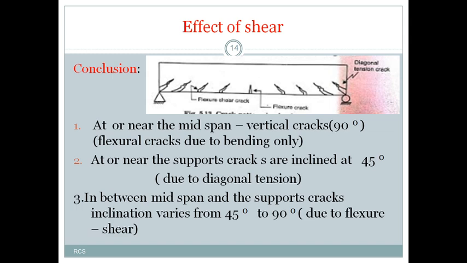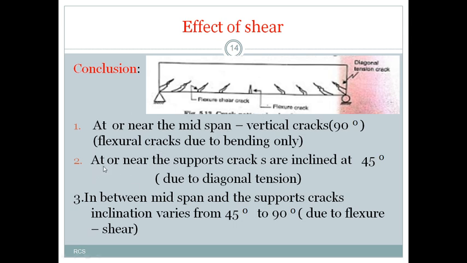So these are the final conclusions of our analysis of three different elements in the tension zone of a beam, right? Let me conclude the first one. At or near the midspan, the cracks are vertical. You know that these are the cracks at the mid of the span. They appear like this. It is a 90 degree crack. This crack will happen only because of what? Bending, or flexural crack, you can say, because there is no shear force acting on the center of the beam, so it is only bending. That's why flexural cracks occur.